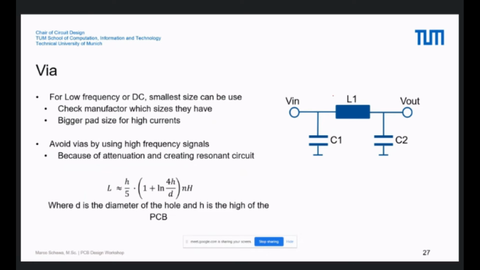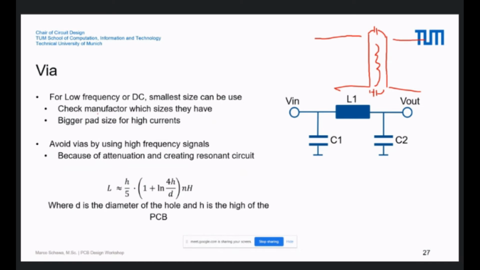And this is a model of a wire. This is the hole here. Let's say we have top and bottom layer. Here's a hole. And the inductance is exactly here, from the top layer to the bottom layer. And of course, you have also capacitance here and here. So for low frequency or DC design, this is not important.